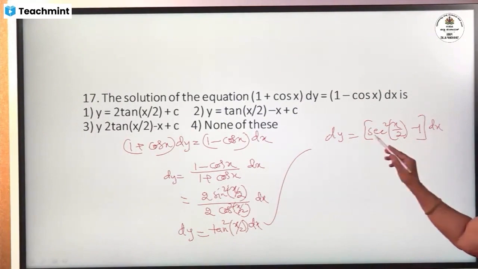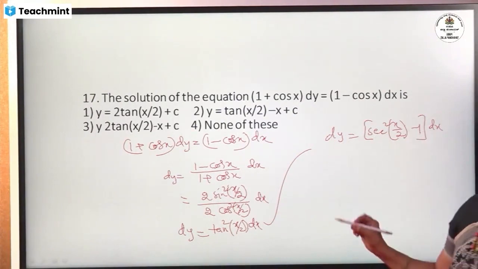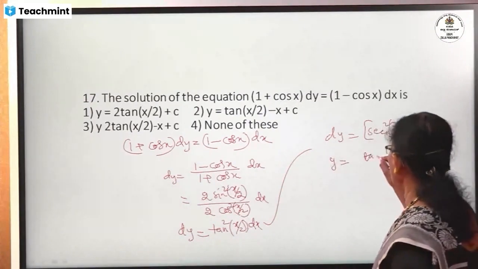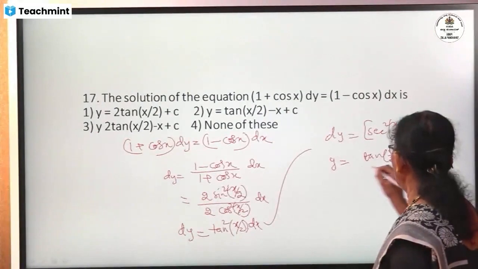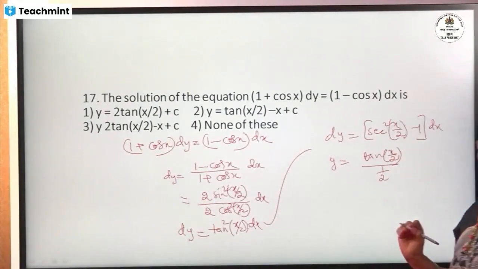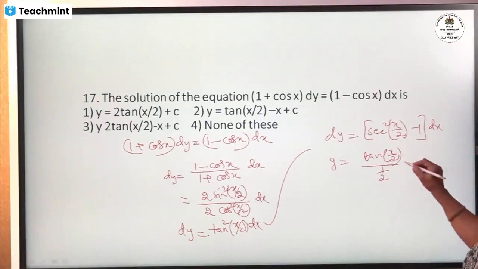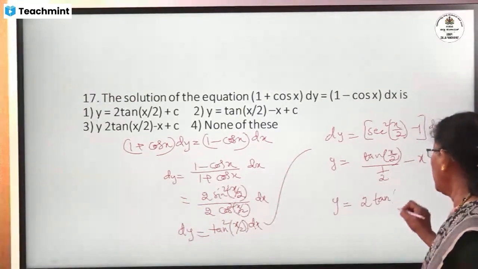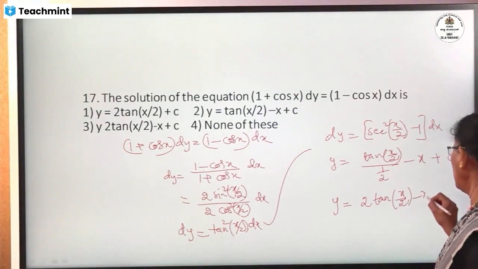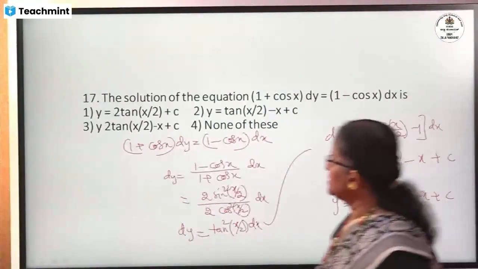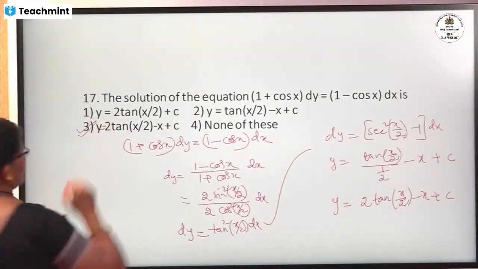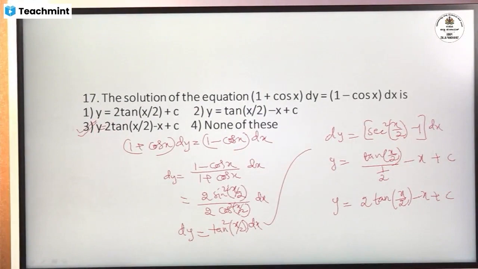Now the dx coefficient is a function of x alone, the dy coefficient is a function of y alone. So y is equal to integral of secant squared x by 2, which is tan x by 2. The x coefficient you should not forget, you should divide by the x coefficient. Integral of 1 is x, plus a constant of integration. This 2 comes to the numerator. It is 2 tan x by 2 minus x plus c, that is the third option, where of course the equal to is missing.